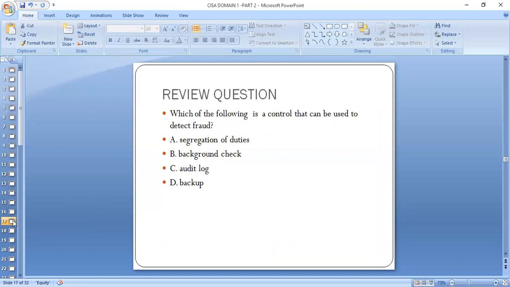Review question. Which of the following is a control that can be used to detect fraud? A, segregation of duties. B, background check. C, audit log. D, backup. Of course, segregation of duties is a preventive control. Background check is preventive. Backup is corrective. So the only detective control there is audit log. So C is the answer.